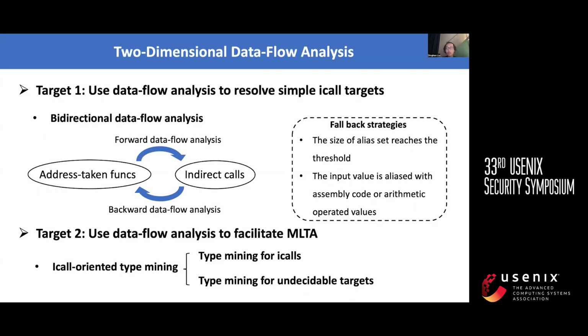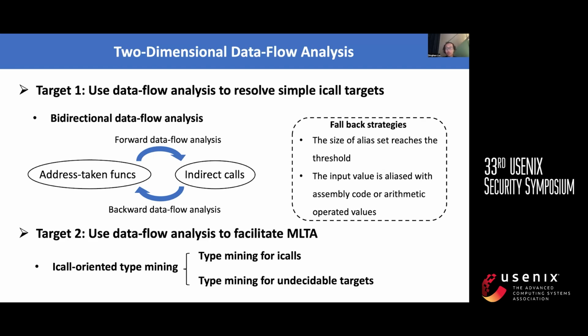The data flow analysis has 2 targets. One is to resolve simple Indirect-Call, like the previous example. And note that we use both forward and backward analysis to improve the precision. If the data flow analysis cannot guarantee the soundness, for example, the Indirect-Call is aliased with a semicode, TFA will fall back to single type analysis.